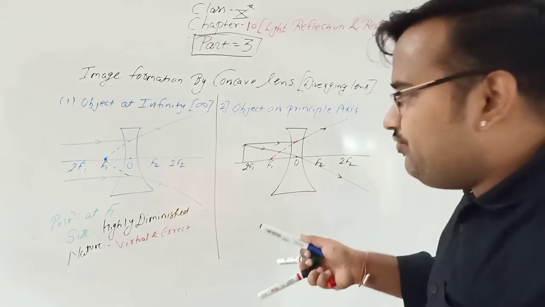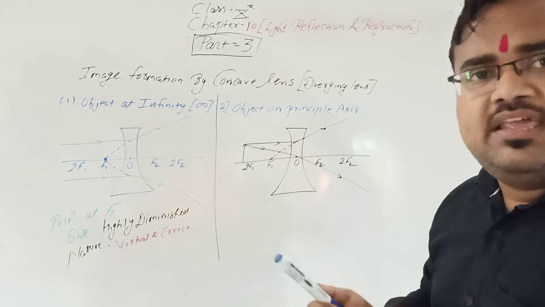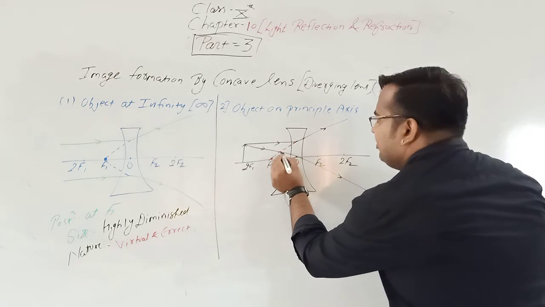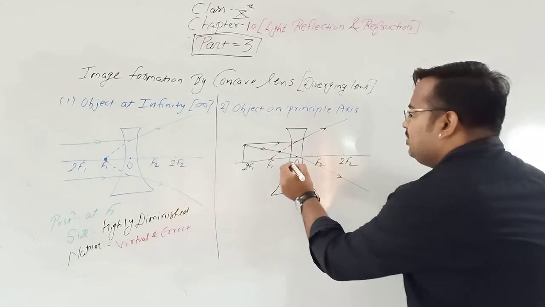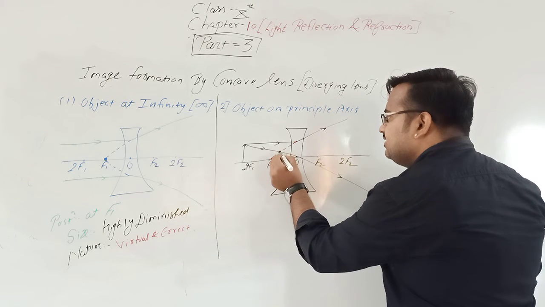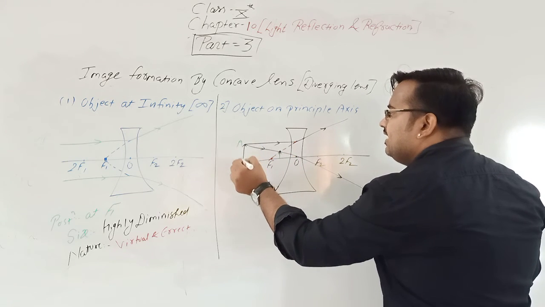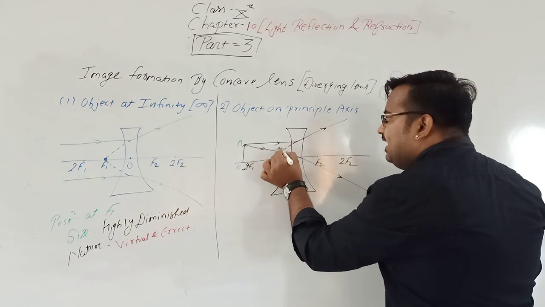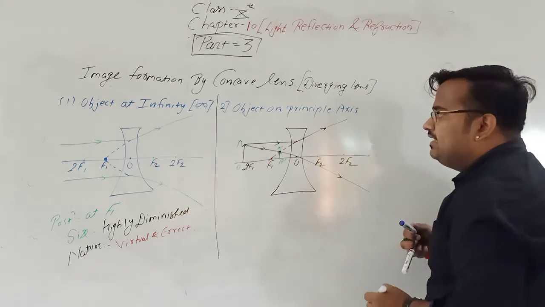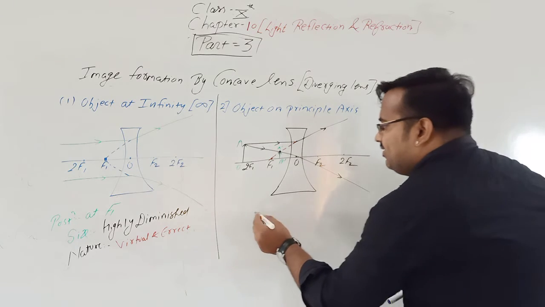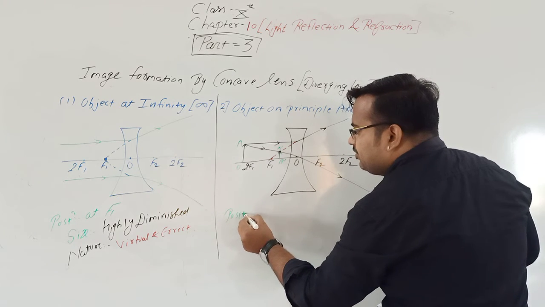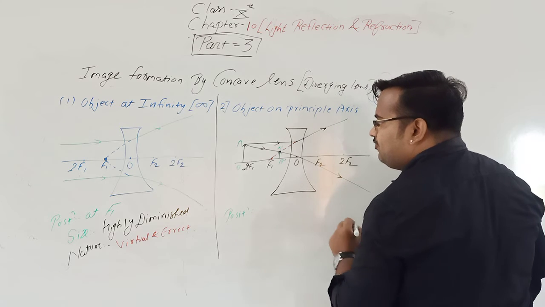Now, you can see where the two rays actually meet each other. Here, that means this would be the image. The object is AB, and this would be A dash B dash. Clear? So, what is the position of the image? Where is the image formed?